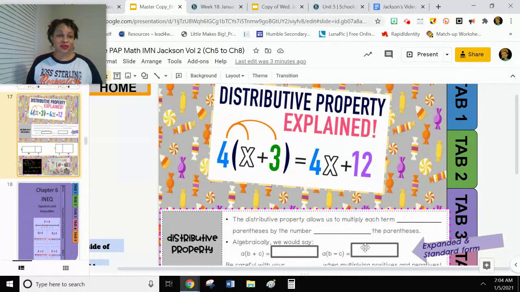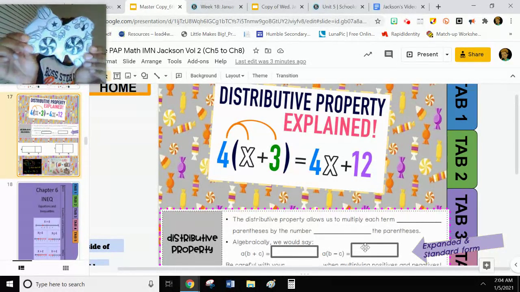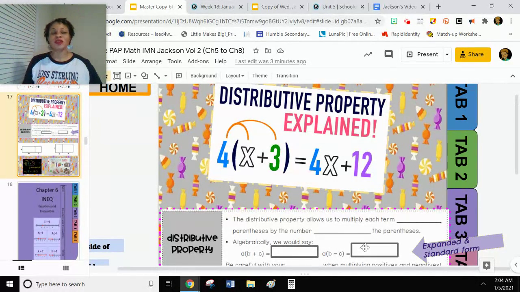Today we're going to take a deep dive into distributive property. Distributive property explained. Let us remember that distributive property falls under TEK 6.7d, which says I can generate equivalent expressions using the properties of operation, such as inverse, identity, commutative, associative, and of course, distributive property. So what does distributive property mean?